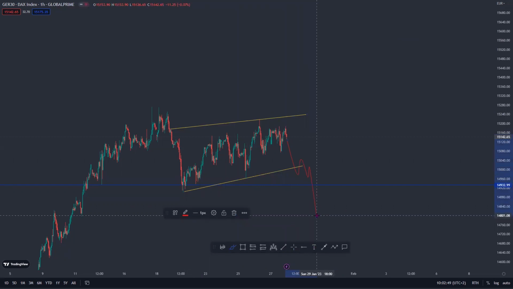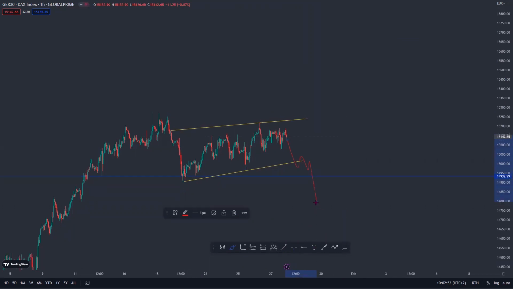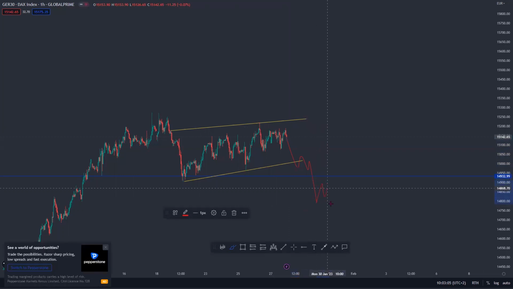So the minute the market breaks the horizontal ray with an impulse, we have to wait for the market to give us a correction. Then that's when we are going to look for sell opportunities. For the market to break this horizontal ray is a confirmation for us. Now we are going to look for sell opportunities. So we have to be patient on this one.